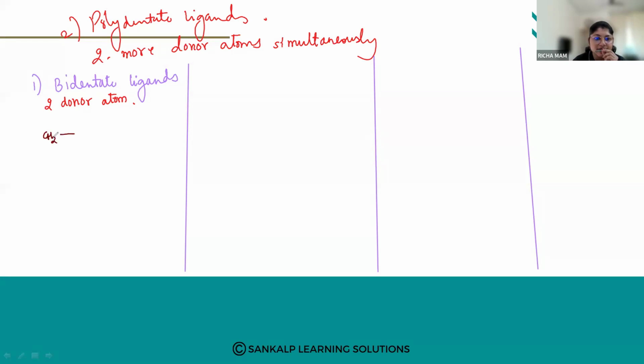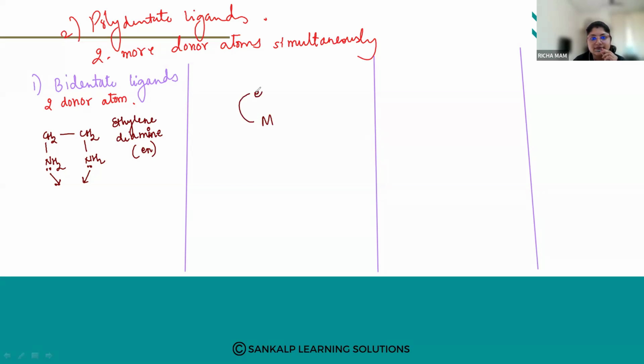Please write down these examples, very important. So what is the name? Here our donor atom is nitrogen. Through nitrogen, at the same time, it can bond. So this is ethylene diamine. This is ethylene diamine, and it is represented as En.